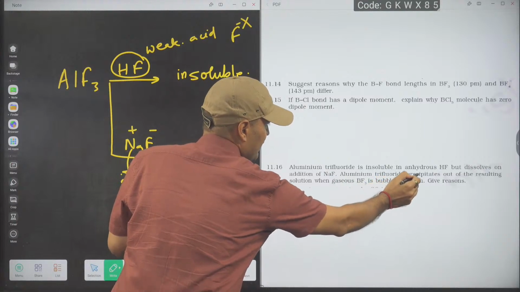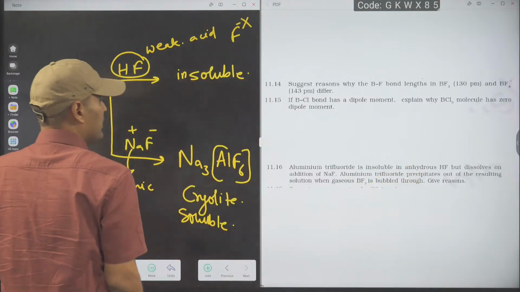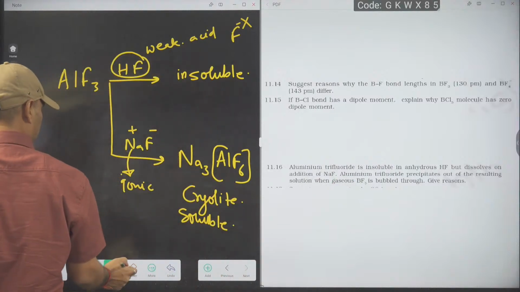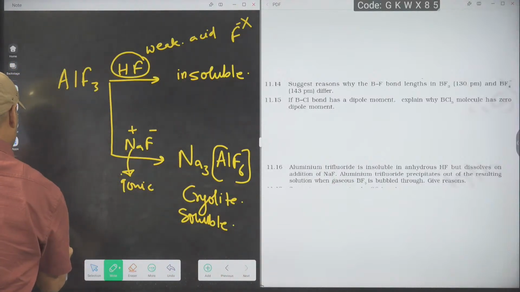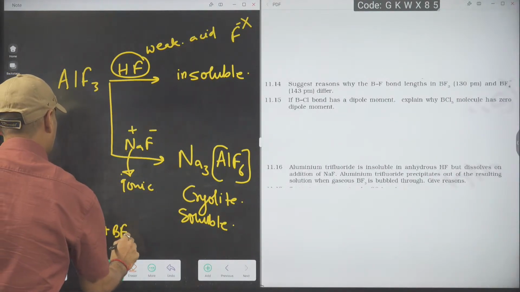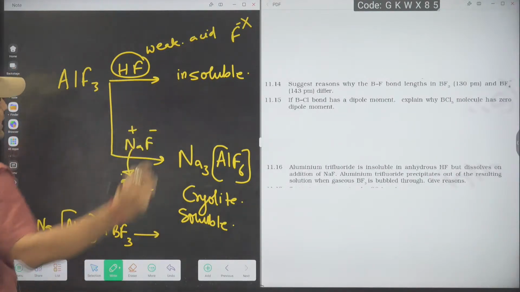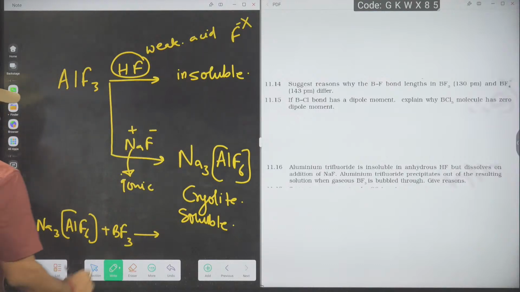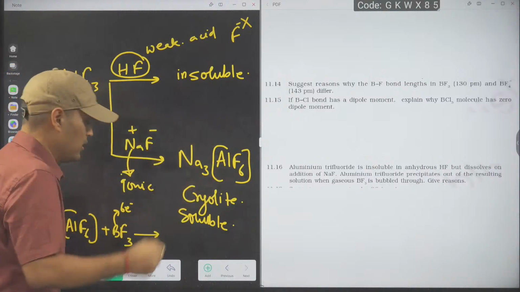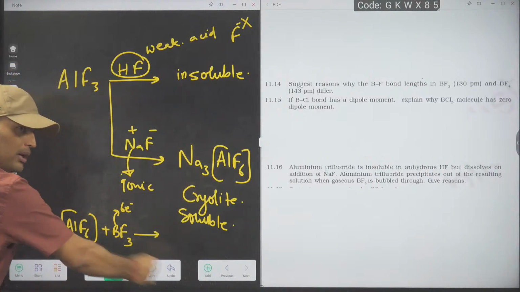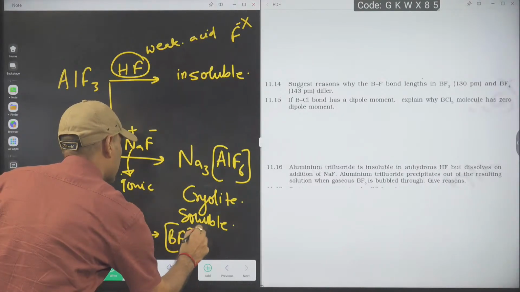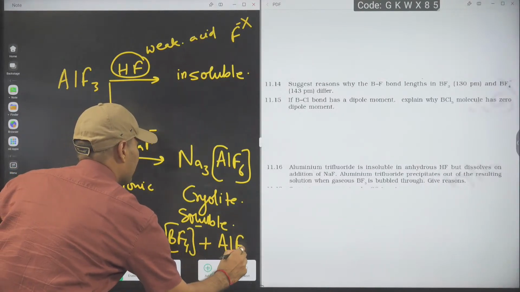AlF3 precipitates out of the resulting solution when gaseous BF3 is passed. Means what? If you have Na3AlF6 and you add BF3 to this, then they are saying AlF3 will precipitate again. How? You know, boron has only 6 electrons, it wants electrons. So it takes fluoride from AlF6 and forms BF4 minus. Then what is left? AlF3 precipitate.